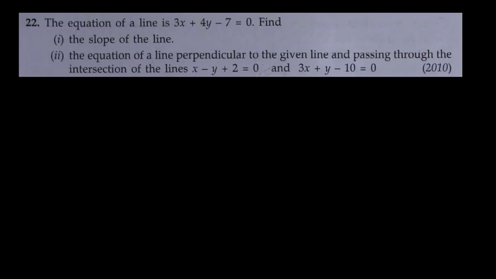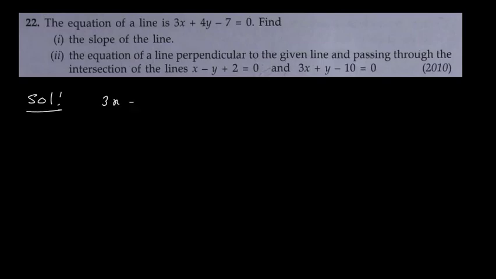Now the next question: the equation of a line is 3x + 4y - 7 = 0. Find the slope of the line, and the equation of the line perpendicular to the given line and passing through the intersection of these two lines. Two lines are given, and we have to find their point of intersection. First we have to find the slope of the line. So first let us write the given line.